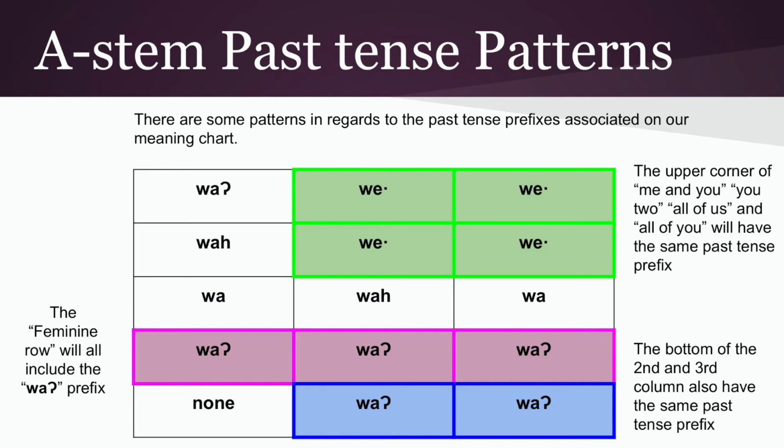It's W-A glottal for her, two females, and three or more females. And then right at the bottom, in the bottom row in the second, third column, there's also a pattern that's highlighted in blue there. Okay, that's W-A glottal.